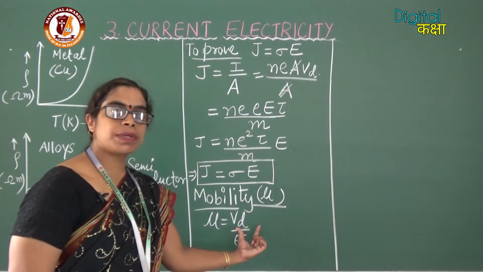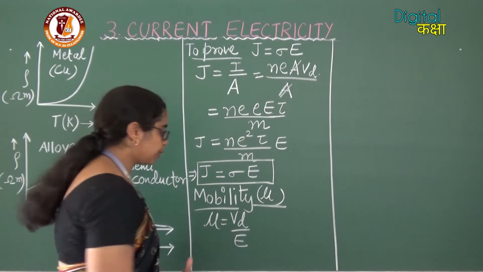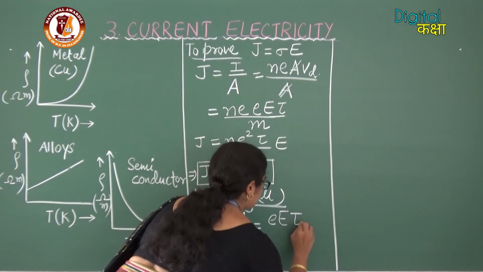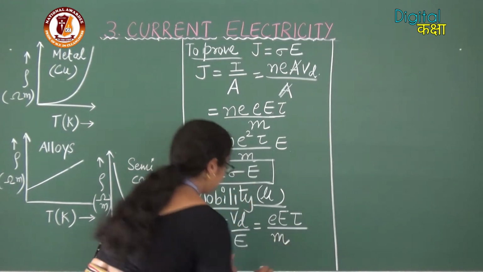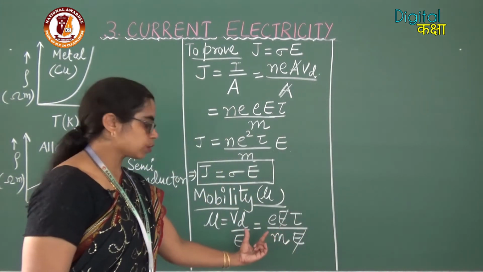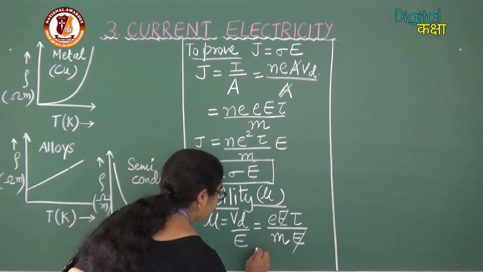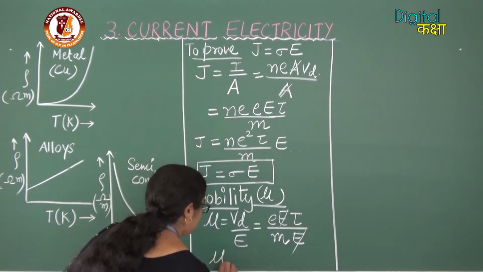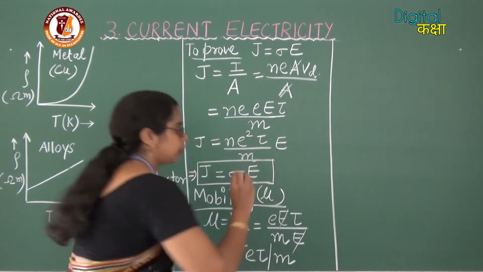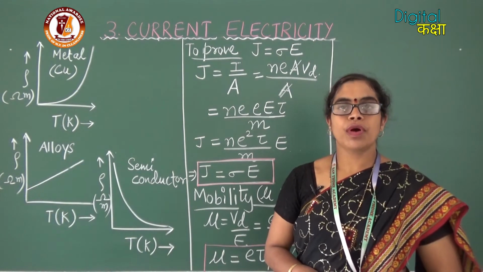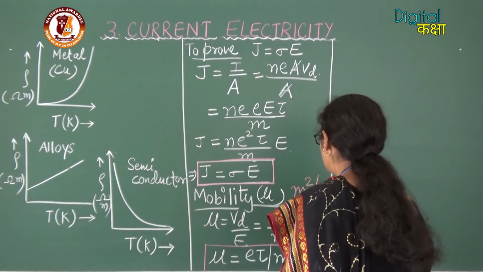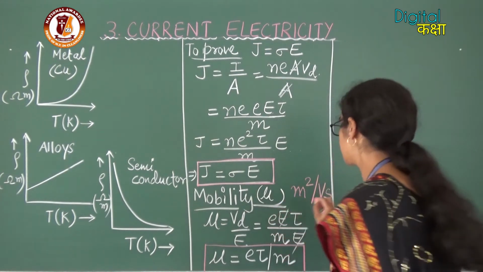Further, when we express Vd in terms of electric field, it can be written as e tau upon m, and this E in the formula. When E gets cancelled out, we are left with the formula for mobility equal to e tau upon m. The SI unit for mobility is meter square per volt second.